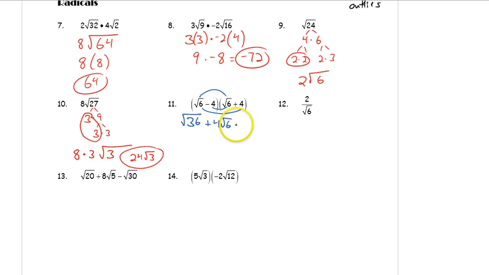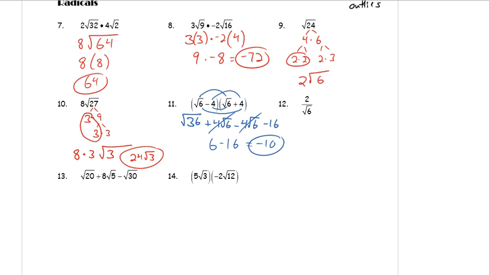We have an innie times an outie again. So that's going to be negative 4 times square root of 6. Just put them right next to each other. They cannot be multiplied. Then we have our last terms. Negative 4 times 4 is negative 16. The positive 4 radical 6 and the negative 4 radical 6 cancel. Square root of 36 is 6. 6 minus 16 equals negative 10. So all that mess works out to actually negative 10.